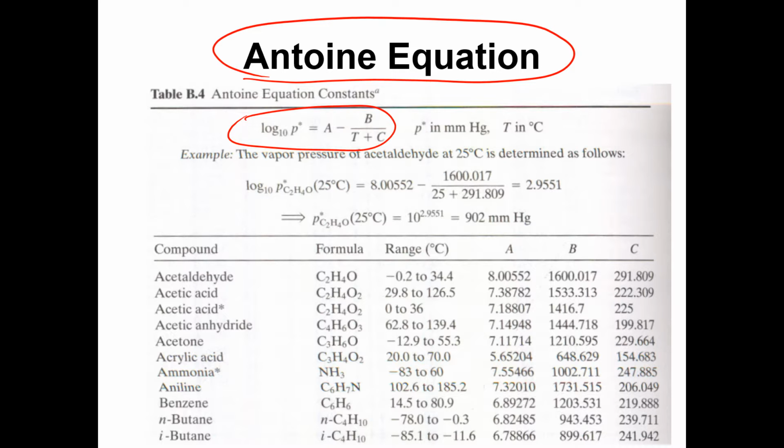You can use an equation instead, and for every compound you're going to have a different value of A, B, and C, and that will give you the vapor pressure. Don't forget that's a log 10 right there. So this is just an empirical correlation, the Antoine equation. For different species, they fit it to this correlation, and it does a fairly decent job.